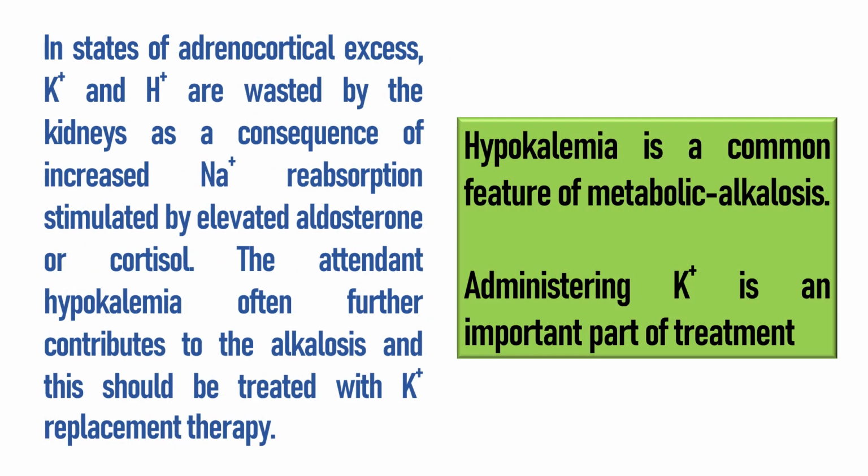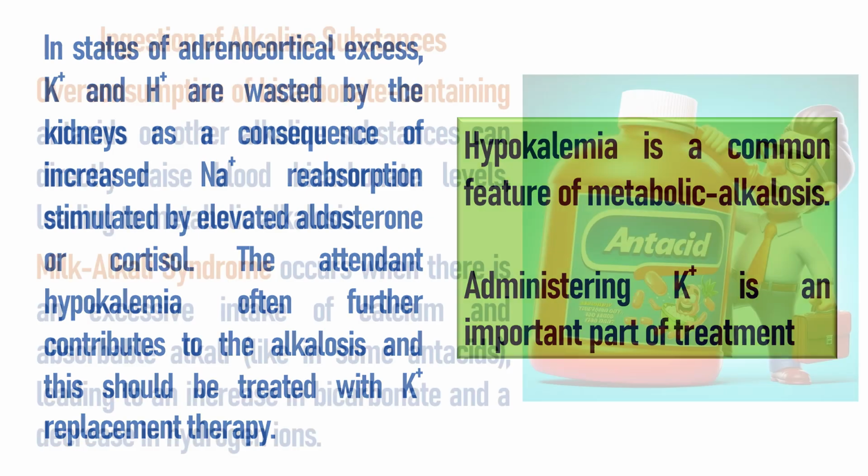In states of adrenocortical excess, potassium and hydrogen ions are wasted by the kidneys as a consequence of increased sodium reabsorption stimulated by elevated aldosterone or cortisol. The attendant hypokalemia often further contributes to the alkalosis, and this should be treated with potassium replacement therapy. Hypokalemia is a common feature of metabolic alkalosis. Administering potassium to the patient is an important part of treatment protocol.